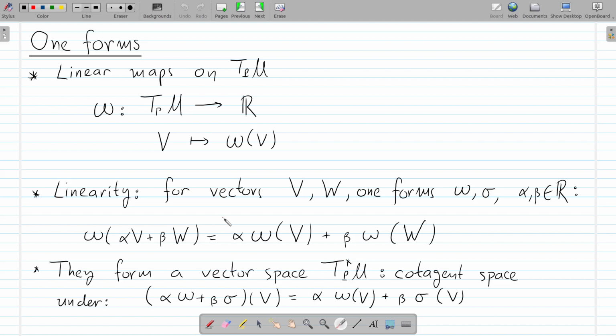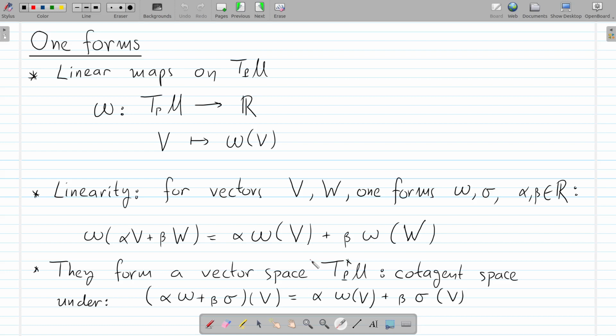This map is assumed to be linear, so for any vectors v and w, any linear combination of those will be mapped to the same linear combination of their images under omega. The one-forms form a vector space by themselves. This will be called the cotangent space, and we will show that this space can be thought of as being dual to the tangent space at the point P.